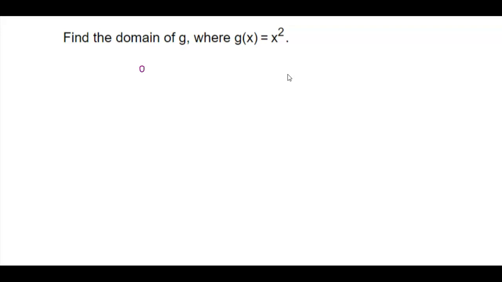So that means if you have g of x is equal to x squared, what are all the values that you can plug in for x that'll give you this output? So that means you can plug in any value. And that means the domain in this case is going to represent any value that you can plug in, which is negative infinity to positive infinity.